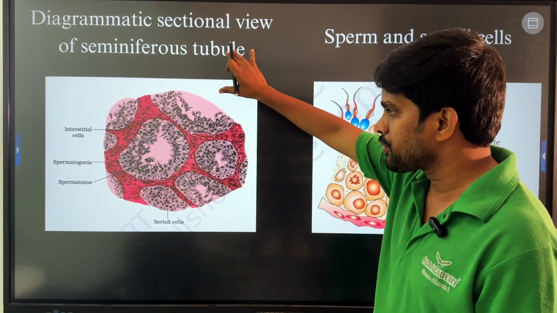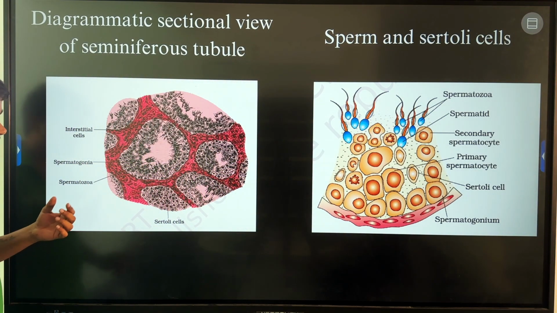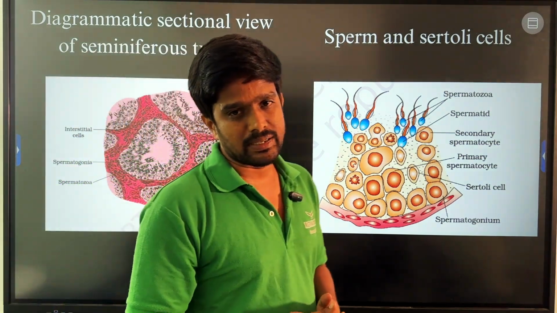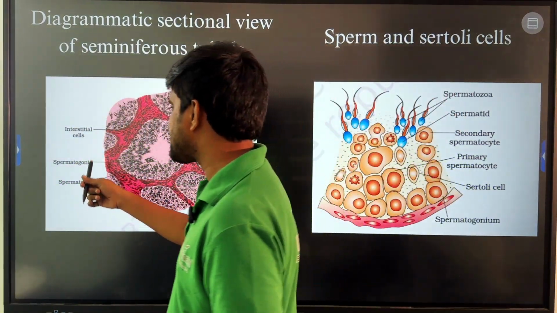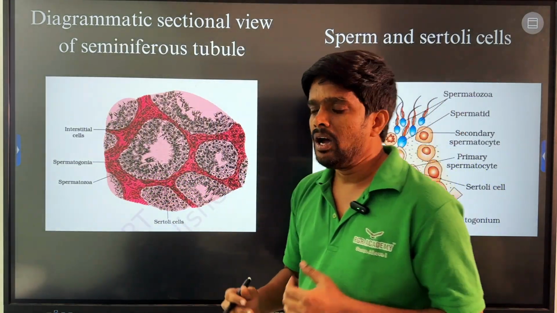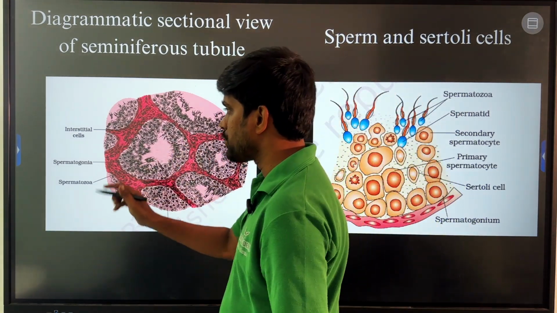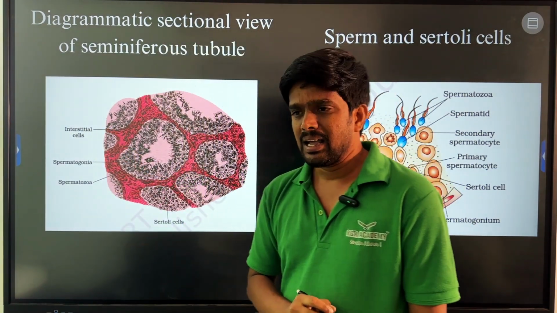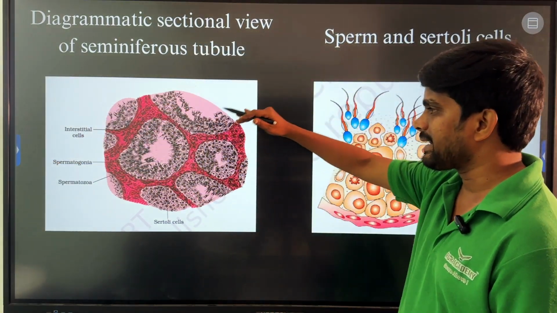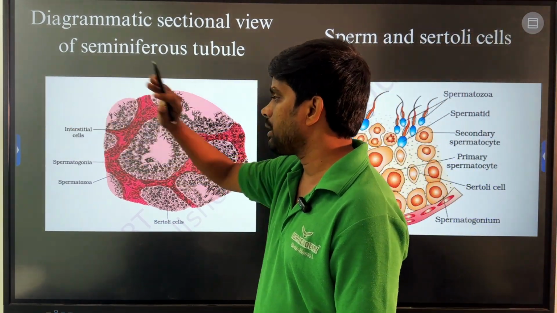The seminiferous tubules consist of two types of cells. One is spermatogonia and the second is Sertoli cells. The spermatogonium undergoes many divisions to produce male gametes or sperm cells. The Sertoli cells provide nourishment to the sperm cells. Outside the seminiferous tubules are the interstitial cells, known as Leydig cells. The Leydig cells mainly release the male androgen hormone called testosterone.